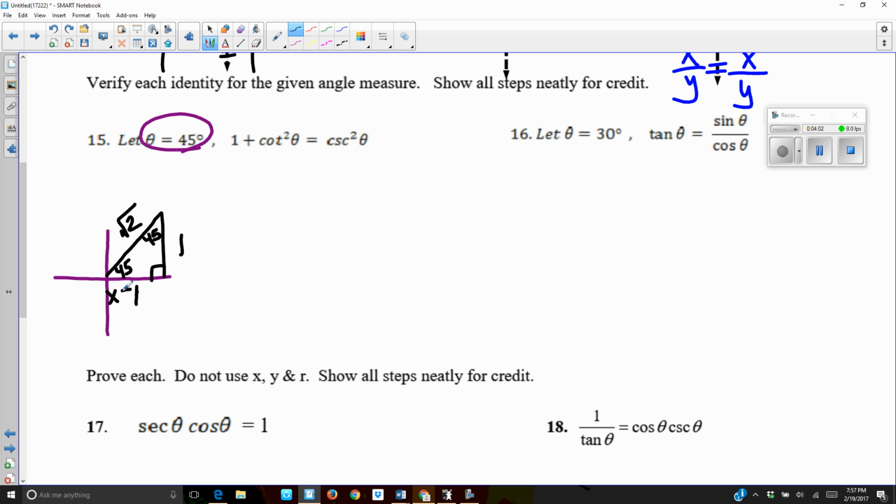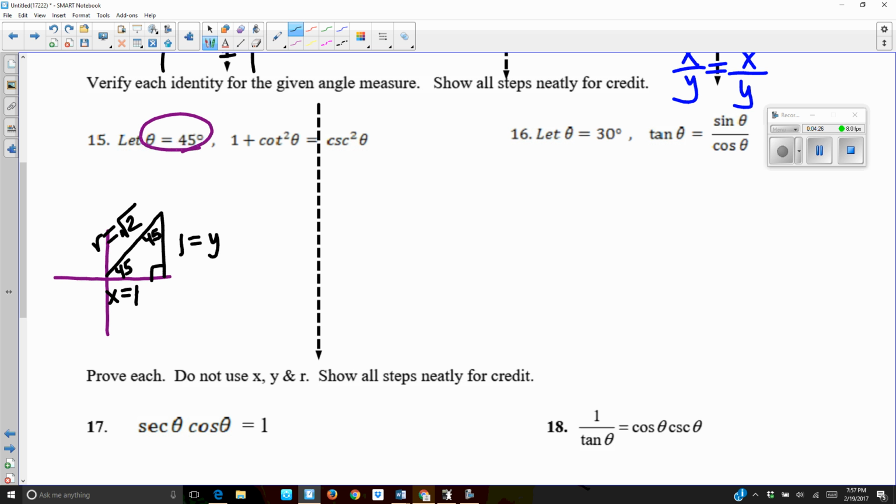X is 1, because that's your horizontal. Y is 1, that's your vertical. And R is radical 2. So we're going to do this proof pretty similar to the previous 3 problems, except instead of x, y's, and r's, we're going to substitute these numbers for x, y, and r in these problems.